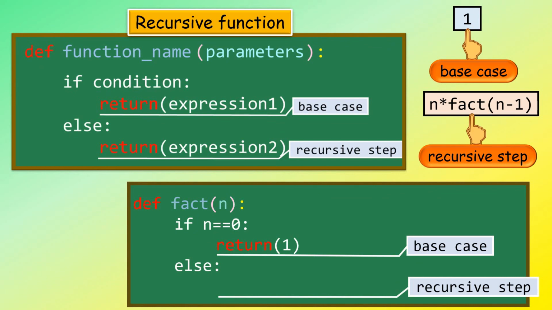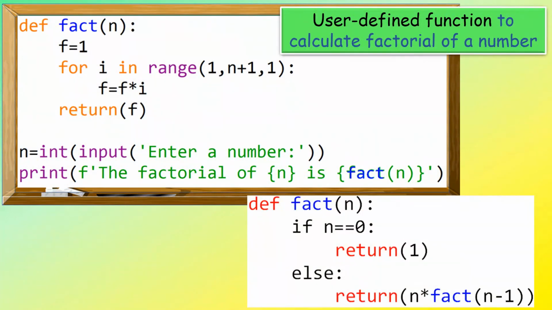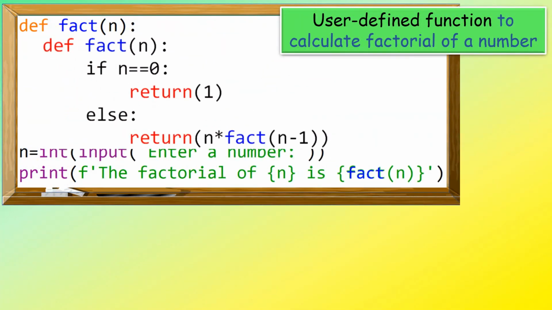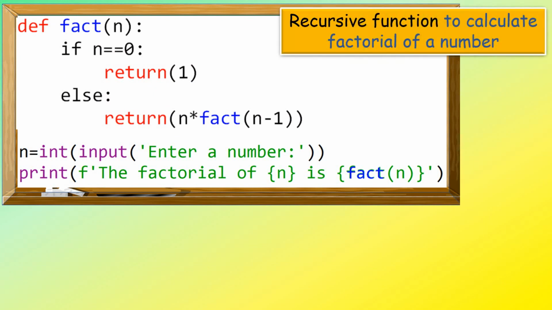So here you fill the recursive step, return n into fact of n minus 1. Now we have formed the recursive function. Now we can substitute this one in the place of the user-defined function of our factorial program. So here you take this recursive function and place it in the place of the user-defined function. Now you have got the recursive function to calculate factorial of a number.